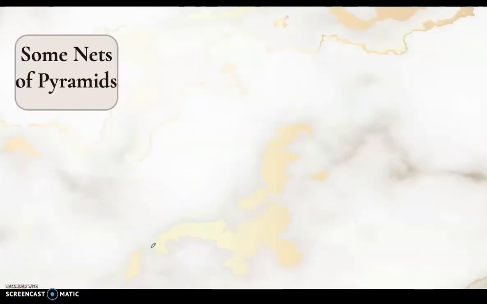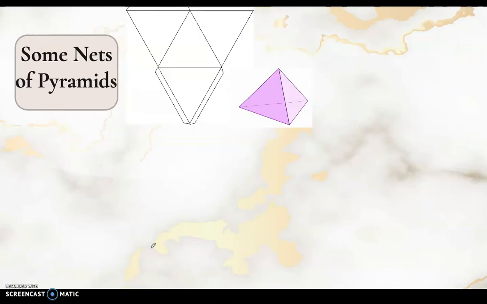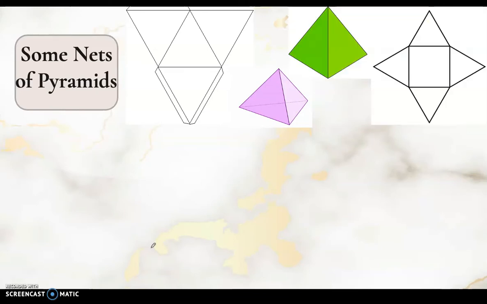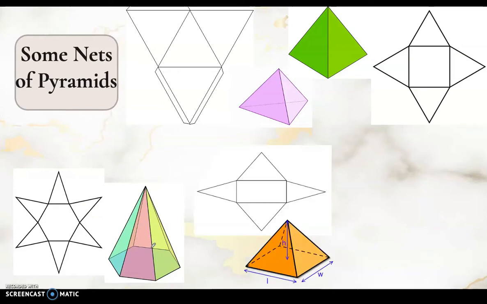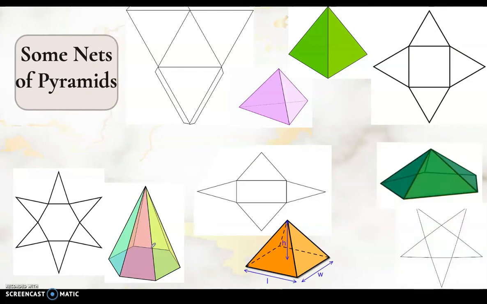Now here are some nets of pyramids. We have here a triangular pyramid because the base is a triangle with 3 triangular faces. Square pyramid, hexagonal pyramid since the base is a hexagon with 6 triangular faces. Rectangular pyramid, and this one is a pentagonal pyramid, and many more other kinds or names of pyramids depending on its base. Our lesson focuses on getting the surface area of pyramids, specifically square and rectangular pyramids only.